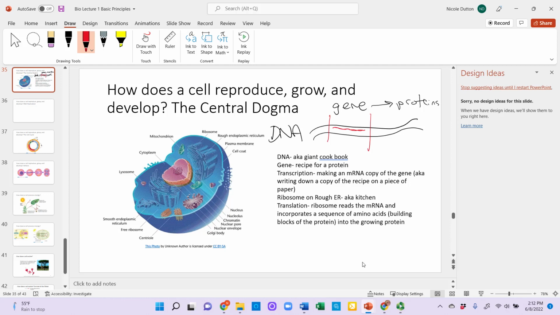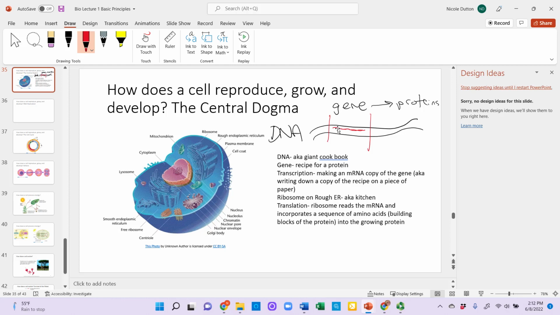So the ribosome is going to read the messenger RNA and incorporate a sequence of amino acids. And amino acids are just the building blocks of the protein. It incorporates those into the growing protein. So basically, once we get to the ribosome, it's going to read what was written on this messenger RNA. And it's going to say, okay, we need to add one egg, and it's going to add that egg. We need a cup of flour, and it's going to add that cup of flour.